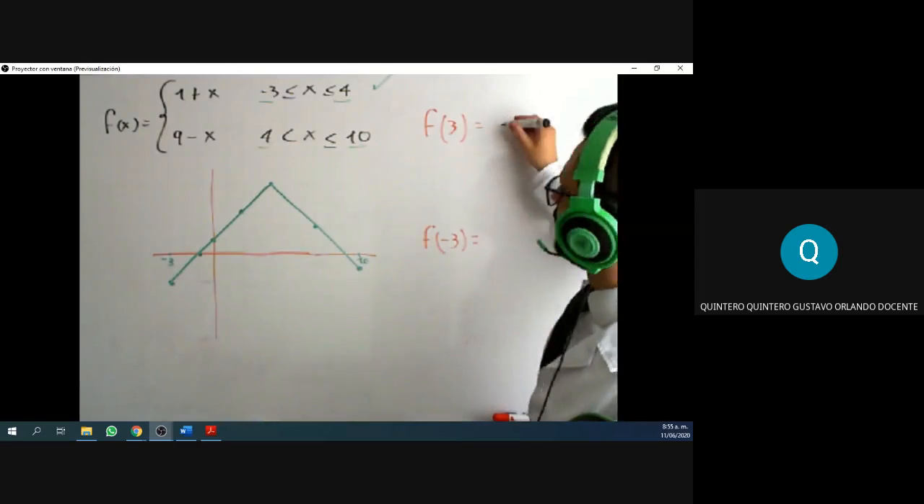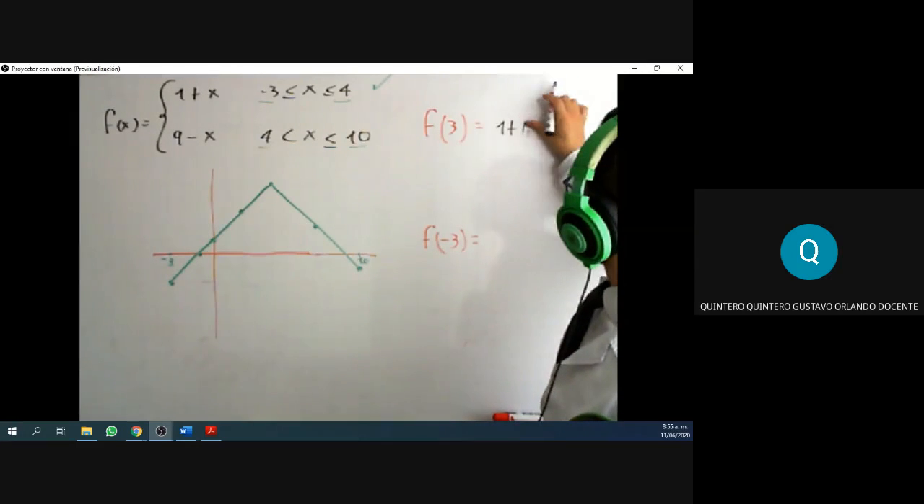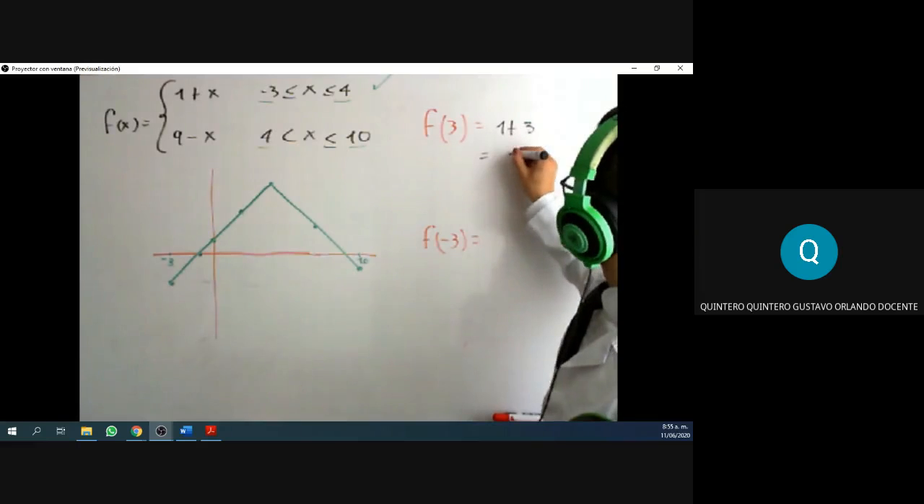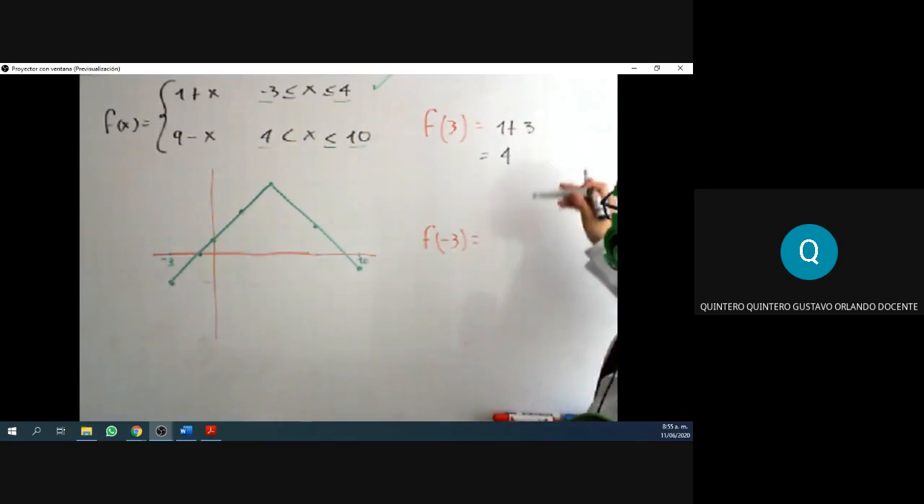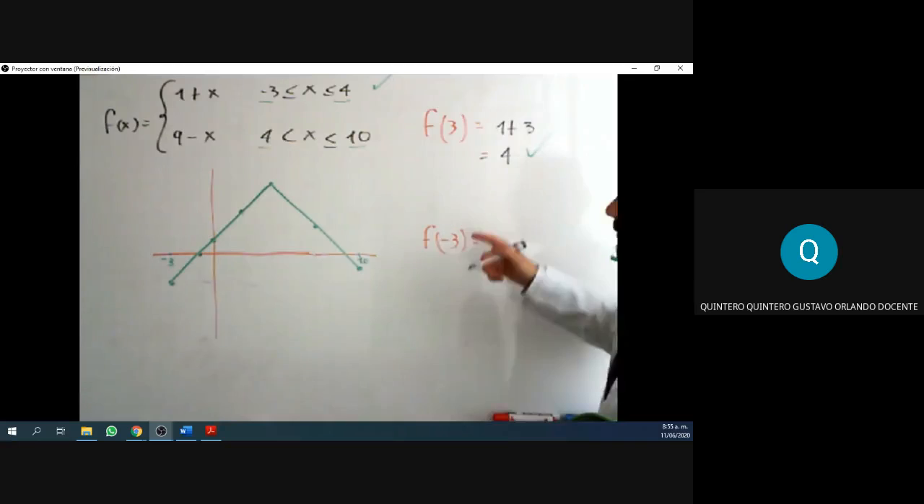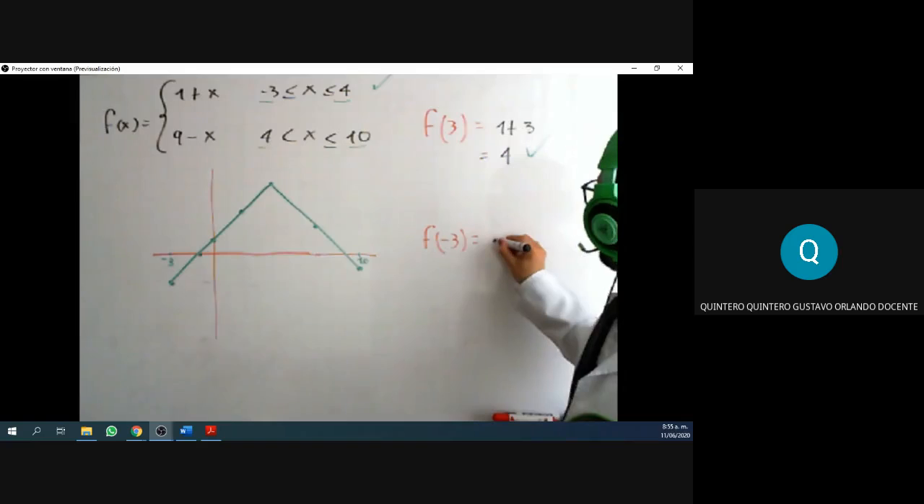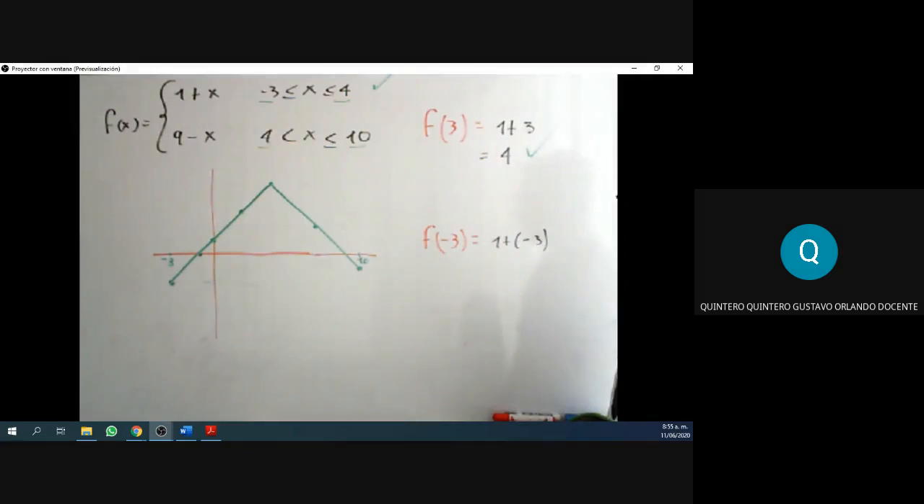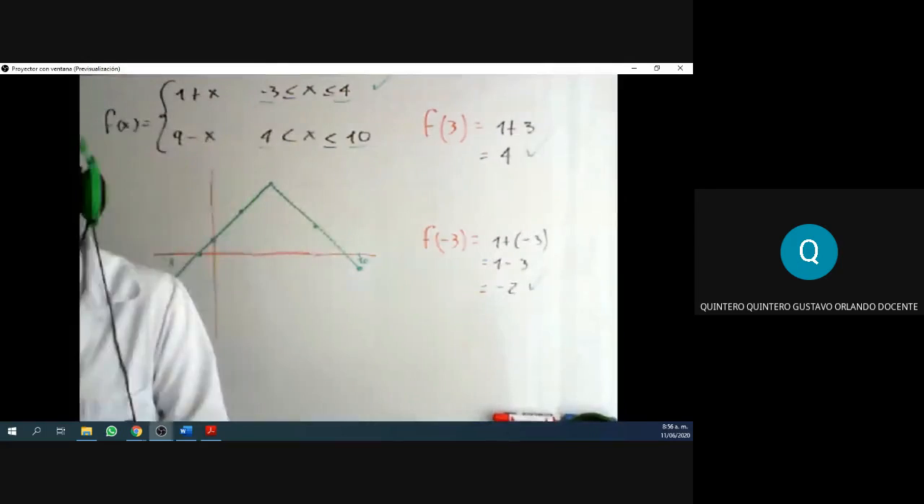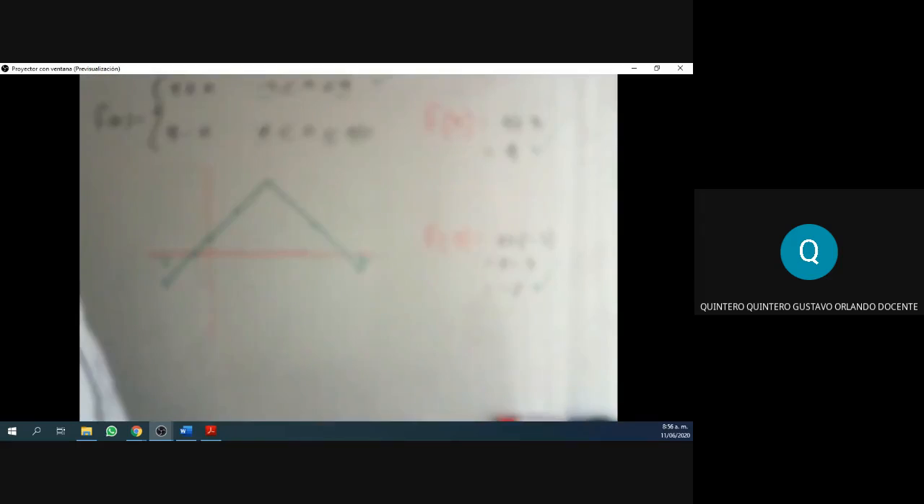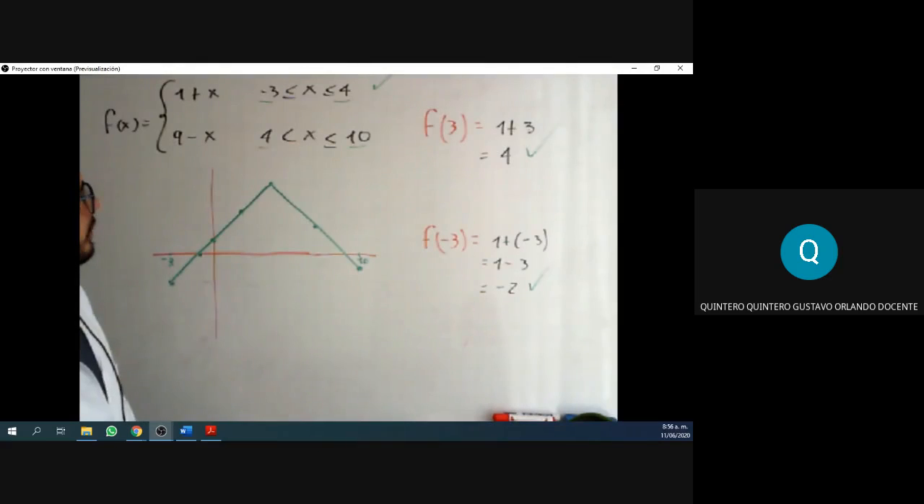Here, I have 1 plus 3. So f of 3 is 4. That is it. We just did the first part: f of 3 equals 4. What about -3? Again, 1 plus -3. If we do this process, this will be 1 minus 3, which is exactly -2. So now we have the two answers, and there's nothing else to it. I feel like that is absolutely easy.